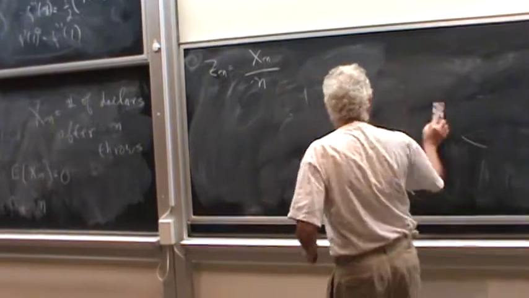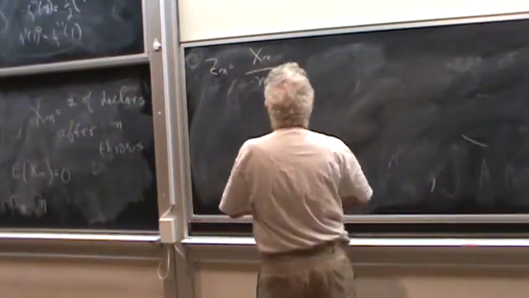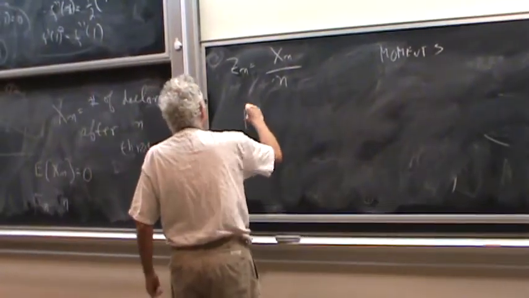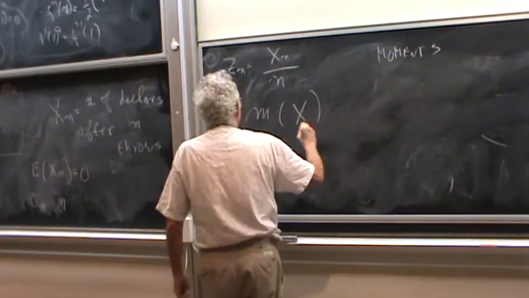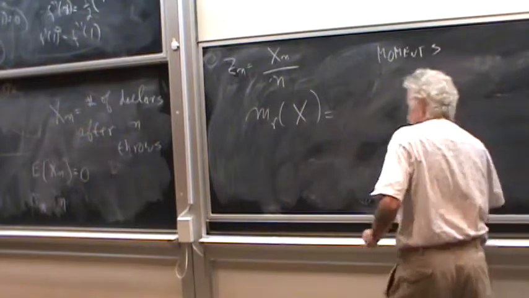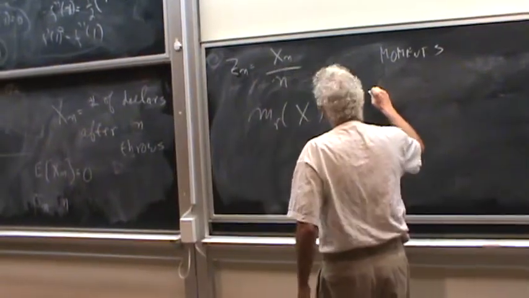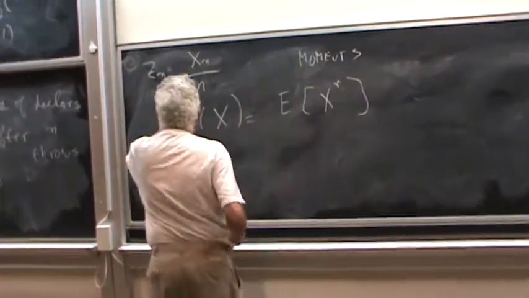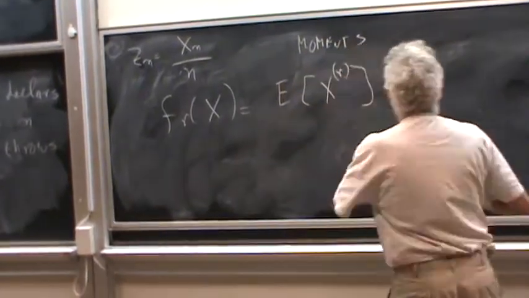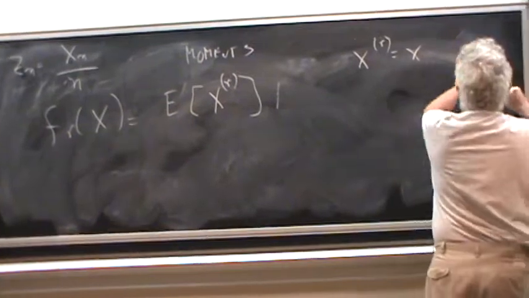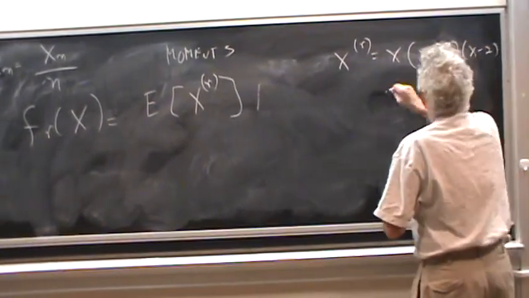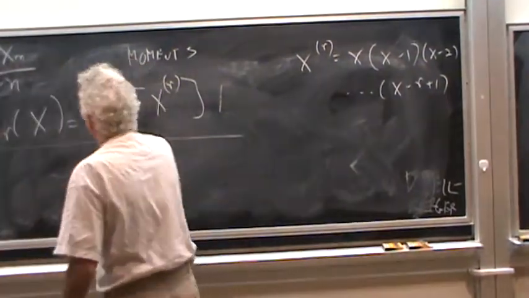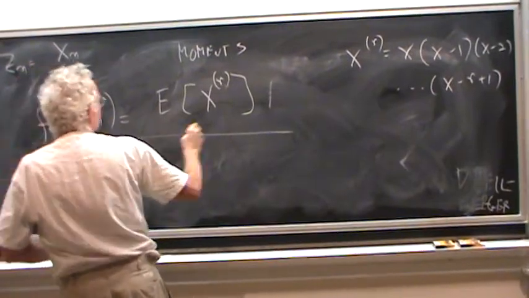Let me tell you how it does it. It uses the method of moments. For every random variable, we can define the moments m sub r of x to be, assuming that the expectation is 0, the expectation of x to the power r. It's more convenient to use the so-called factorial moment. This means the falling factorial, x times x minus 1 times x minus 2 times dot dot dot x minus r plus 1. So I'd like to compute this for x sub n.